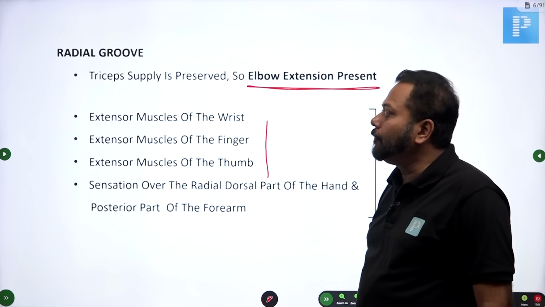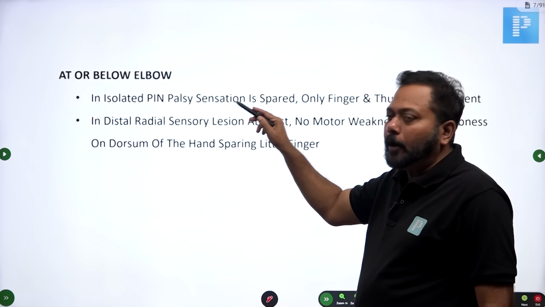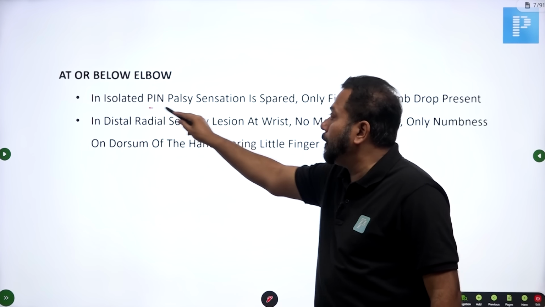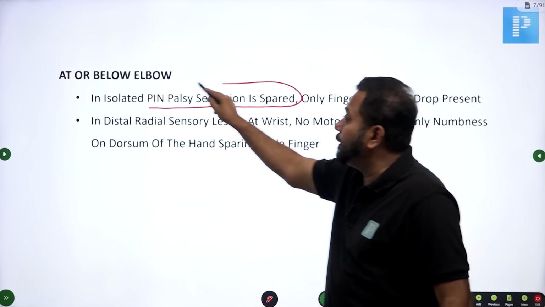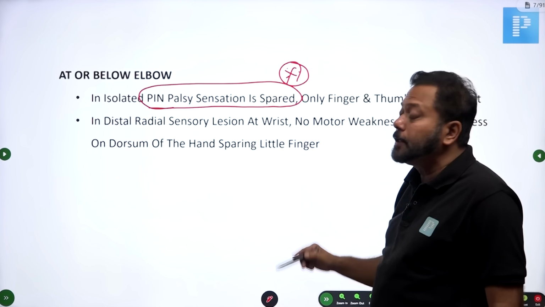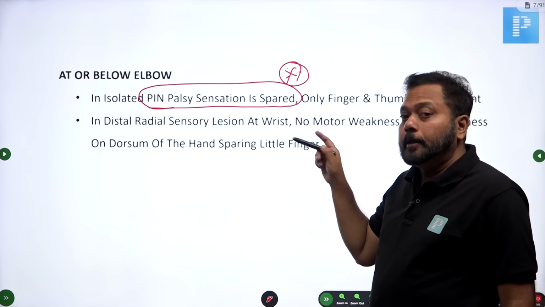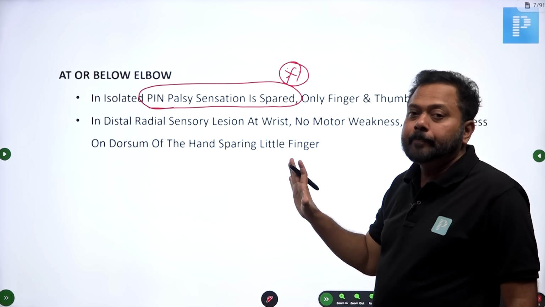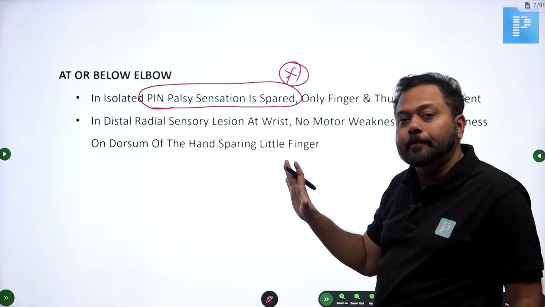At or below the elbow, if it is isolated posterior interosseous nerve palsy, sensation is spared. This is a very important point I want to stress. Only motor weakness, sensation is spared. In this type, only they will reframe the question. This is an asked question. Radial nerve palsy is asked several times in FMGE.